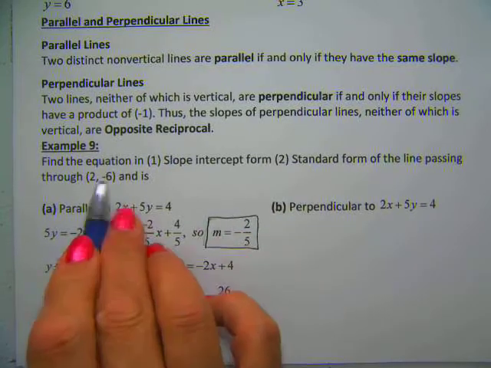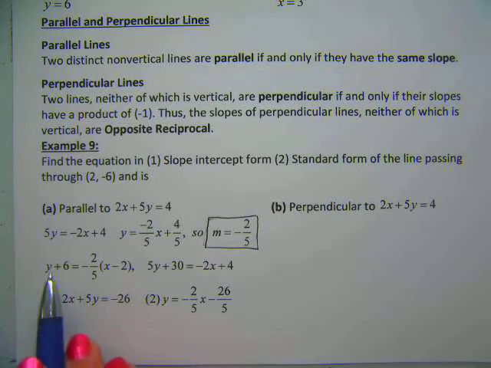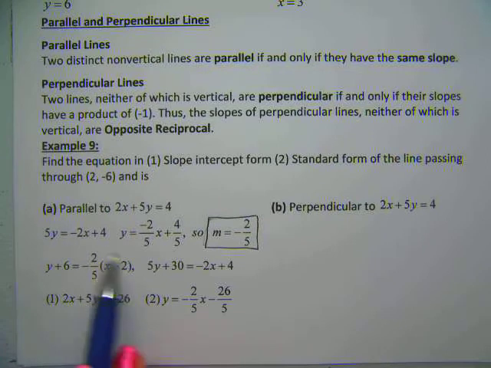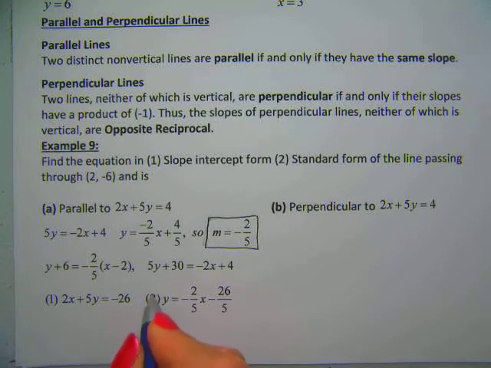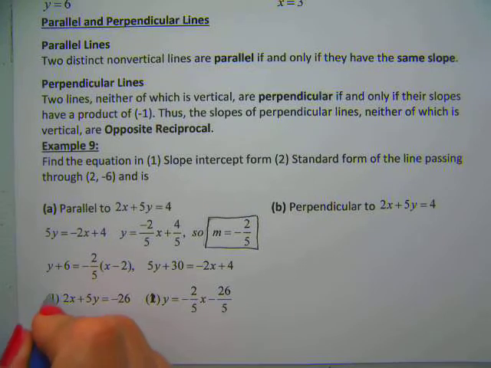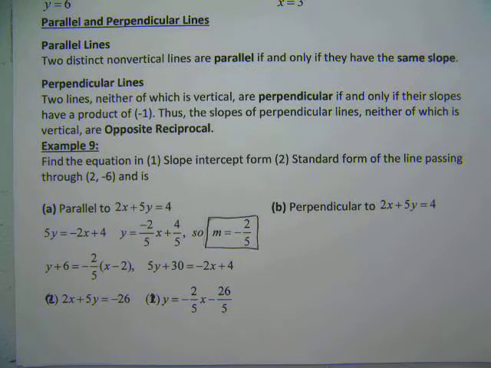Now I have the slope and a point. I can write the equation y minus a minus equal to the following. Then I'll let you do the work. The slope-intercept form is this, 1, and the standard form is this, 2. Okay, let's do the other one.